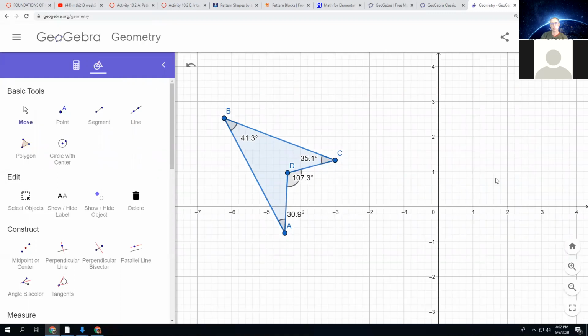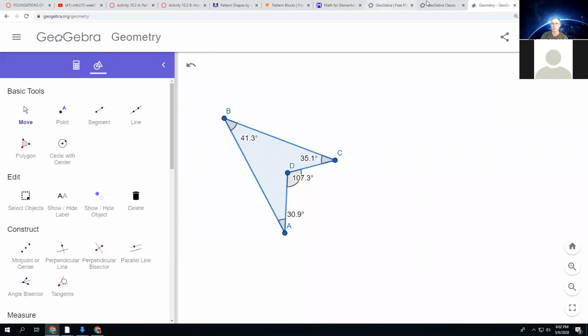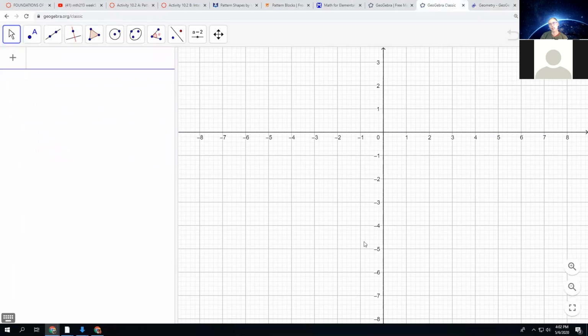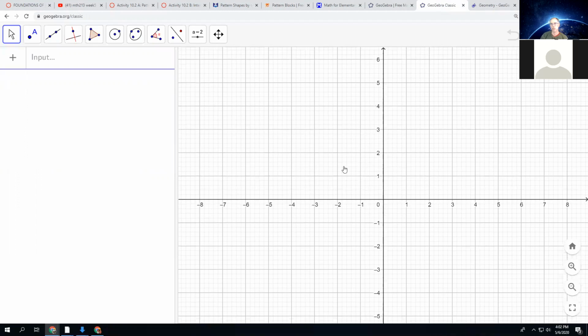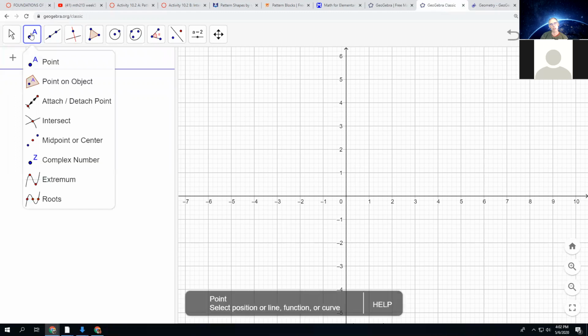So I could make the geometry one look like the other one, but I kind of like that clean view where they didn't show the axis and they didn't show the grid. The thing I like about this version though, this is the classic view of GeoGebra, isn't the fact that I can see the grid here, but that the buttons are kind of easier to get to.